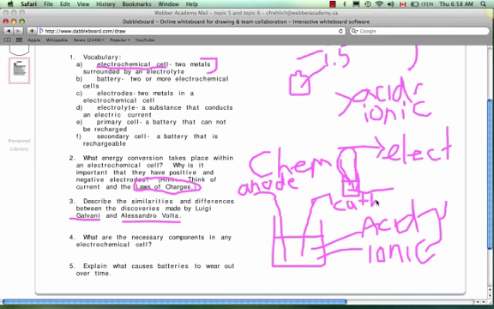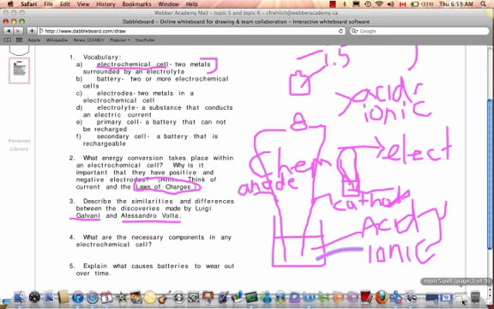And then if we hook wires here, current will run through the wire. So we could hook up a bulb here and we'll get current running through. So in your book, here's what it looks like.